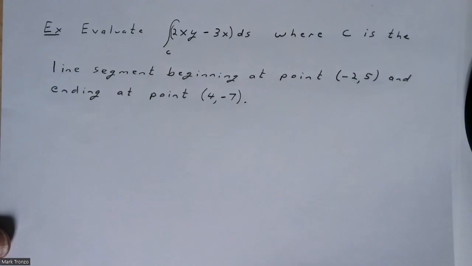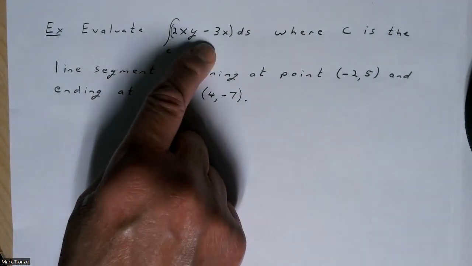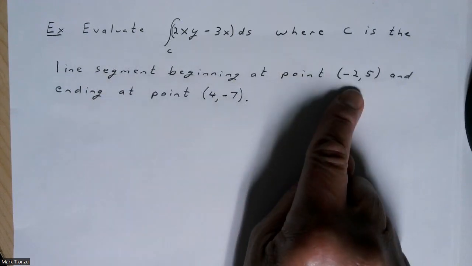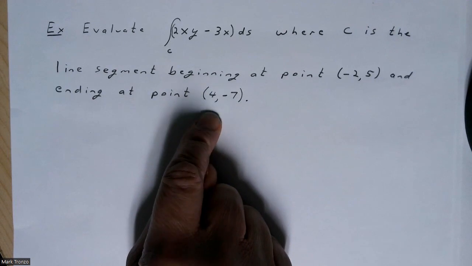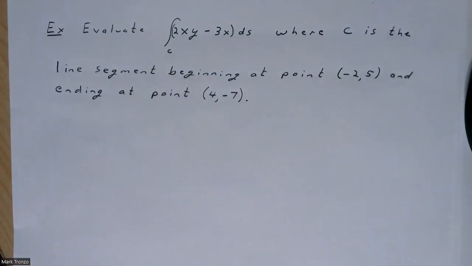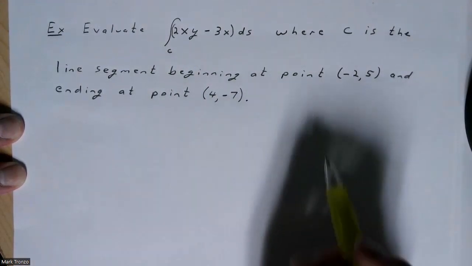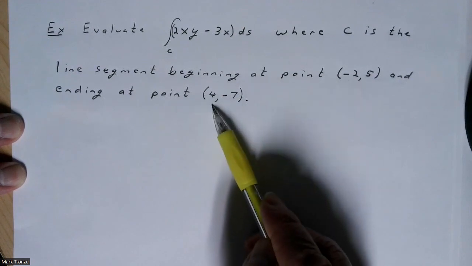Next, let's take a look at this problem. Evaluate this line integral of 2xy minus 3x ds, where C is the line segment beginning at the point minus 2, 5 and ending at the point 4, minus 7. Now, unlike the last example, this time we're not given the parameterization of the curve, though we're told it's a line segment beginning at this point and ending at this point here.